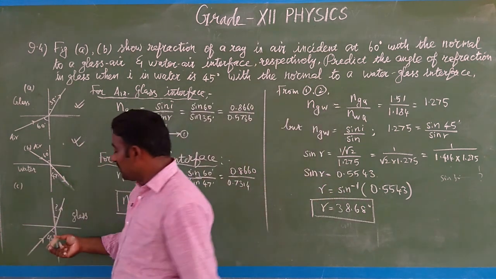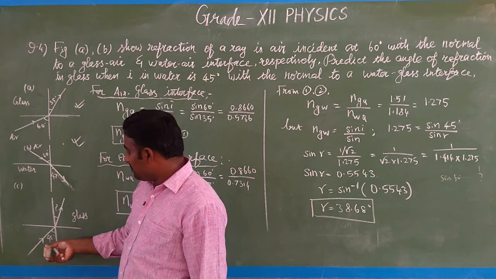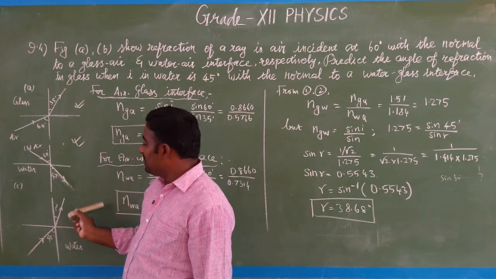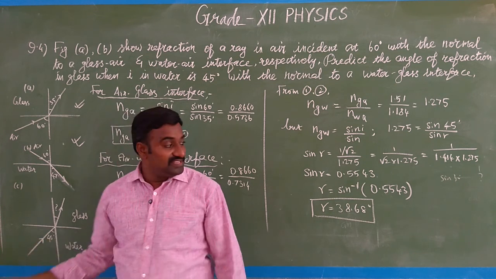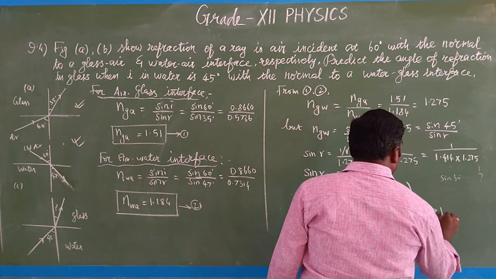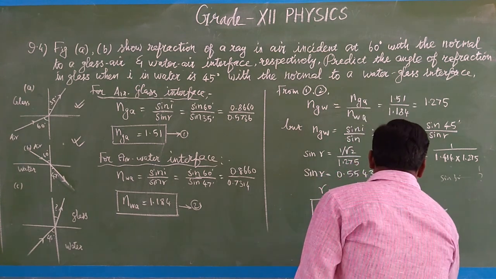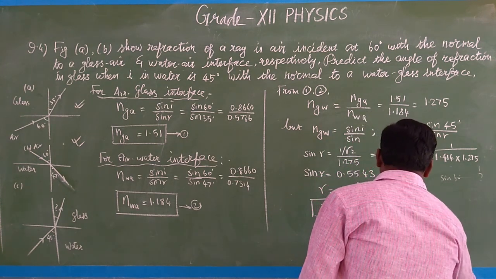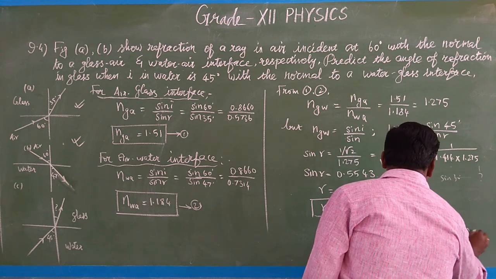So we know already that from rarer medium to denser medium, the ray bends towards the normal. Comparing the angle of incidence, the refracted angle is less. The angle of incidence is 45 degree and the refracted angle is 38.68 degree.